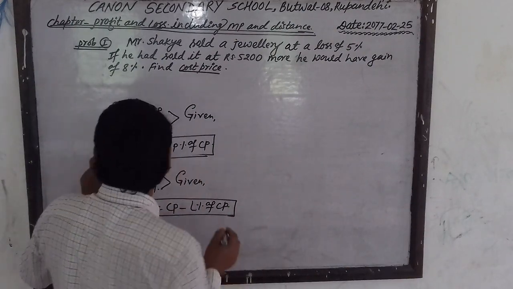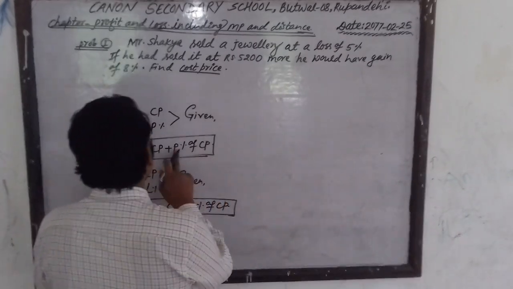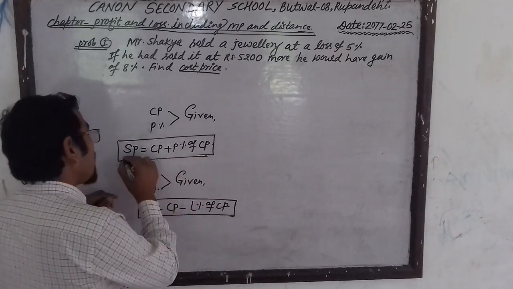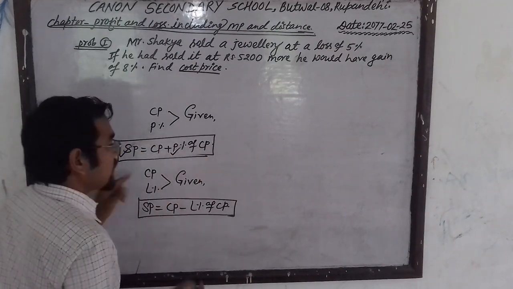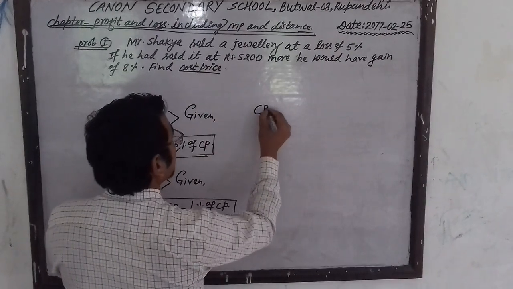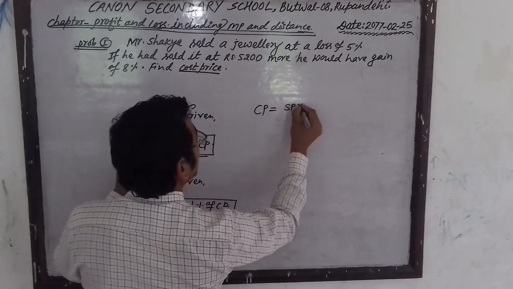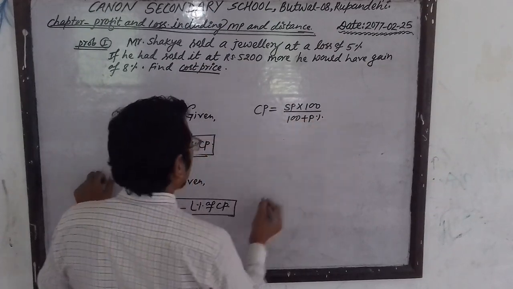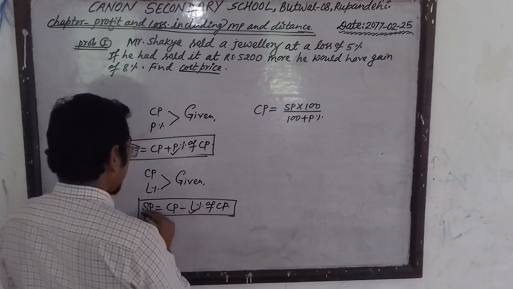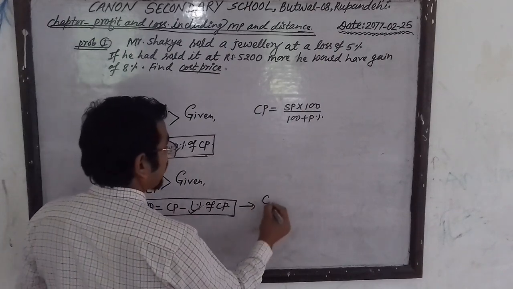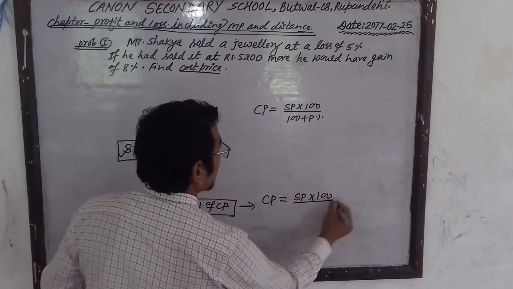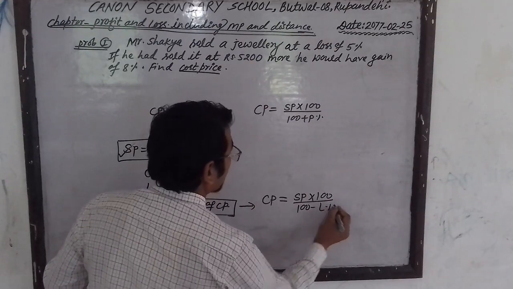If CP and profit percent are given, then SP is equal to CP plus profit percent of CP. But when SP and profit percent are given, we can find CP by using this formula: CP is equal to SP into 100 upon 100 plus profit percent. And if loss percent and SP are given, then CP is equal to SP into 100 upon 100 minus loss percent.